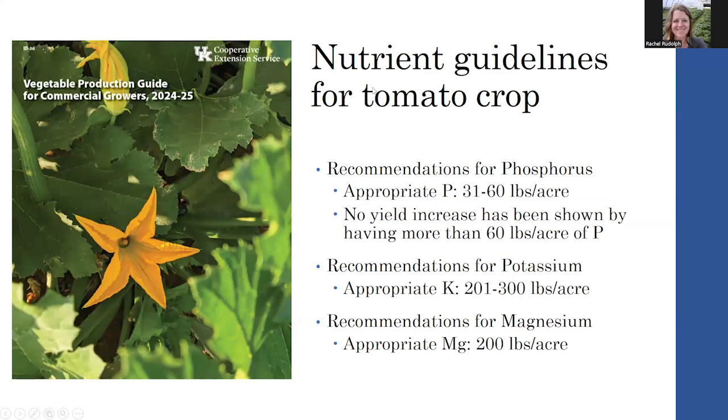So nutrient guidelines for a tomato crop can be found in the Vegetable Production Guide for Commercial Growers through the University of Kentucky Cooperative Extension Service. And here is kind of a breakdown of what you'll find.